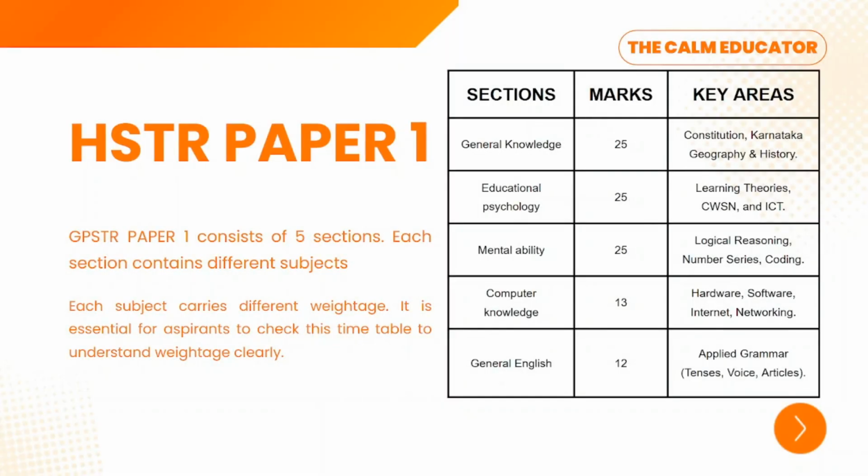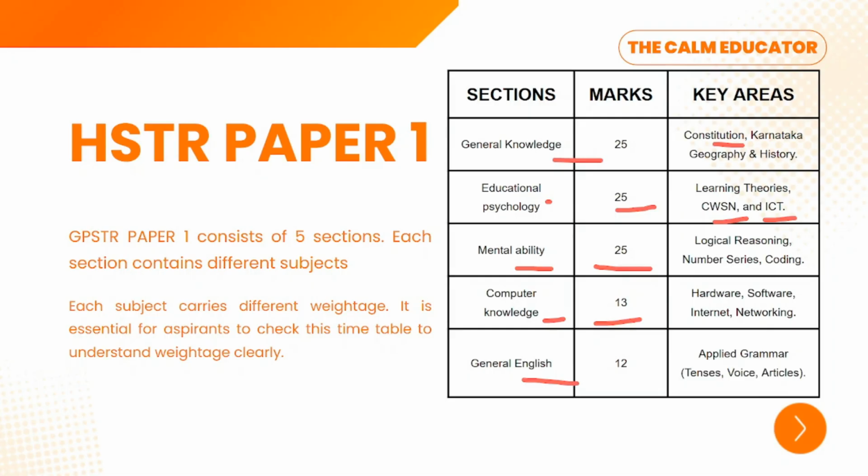HSTR Paper 1 consists of 5 sections. General Knowledge carries 25 marks and includes key areas like Constitution, Karnataka Geography and History. Educational Psychology has 25 marks and includes key areas like Learning Theories, Children with Special Needs and ICT. Then Mental Ability, which carries 25 marks, has key areas like Logical Reasoning, Number Series and Coding. Computer Knowledge carries 13 marks and key areas include hardware, software, internet and networking.